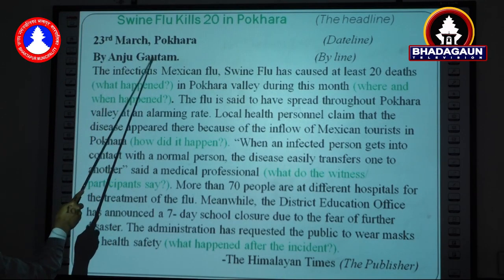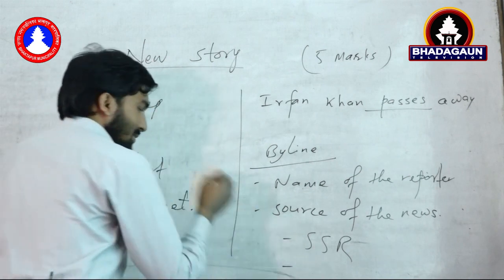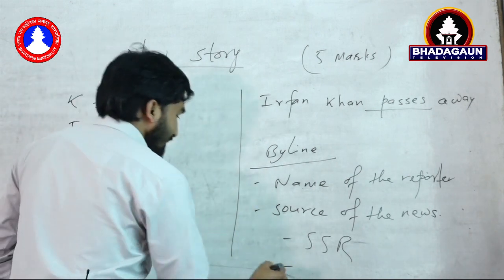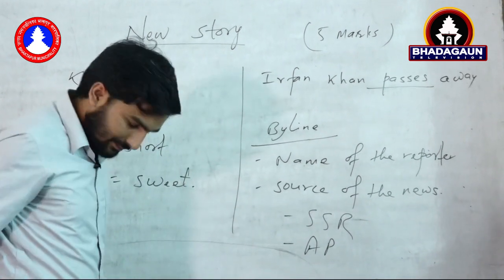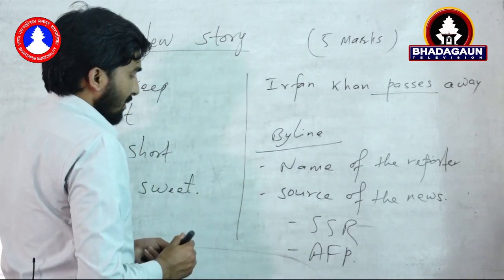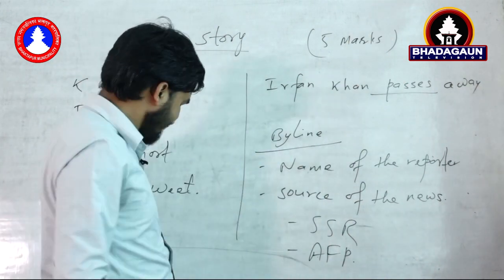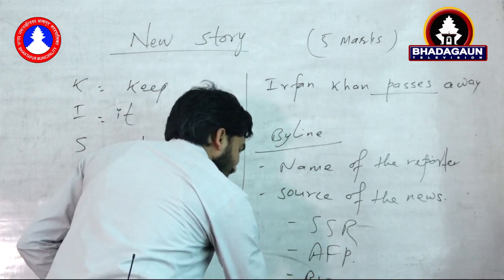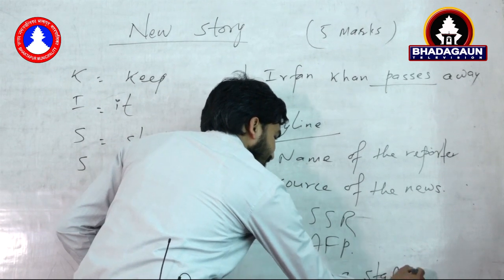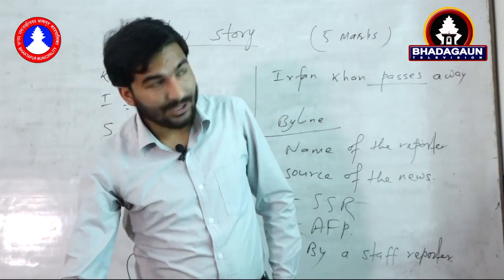Sometimes instead of writing the name, there can be the source. For example, regarding Nepalese context, we mainly write RSS, Rashtriya Samachar Samiti. In international media we talk about AFP, right? So these are the sources. Sometimes you can just write by a staff reporter, not mentioning the name. So these are the things when you write the byline.